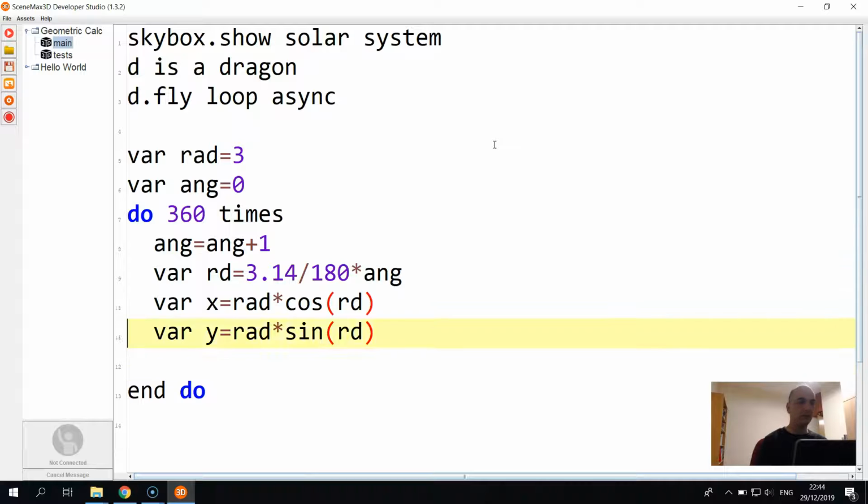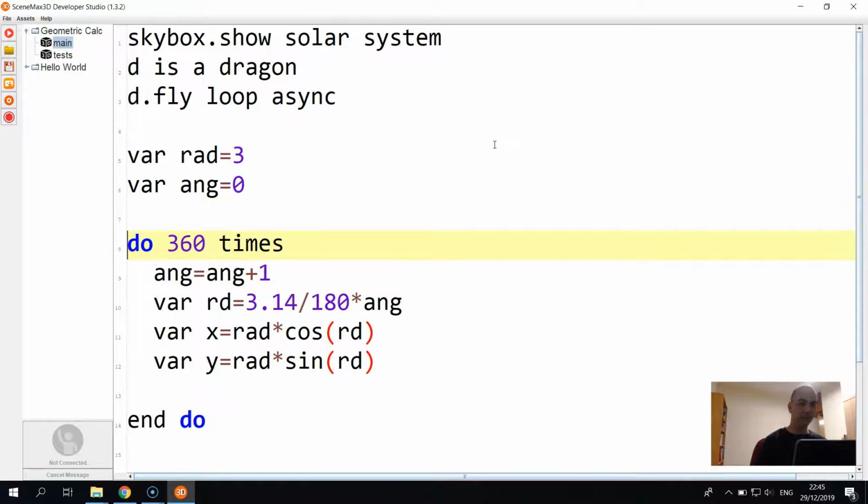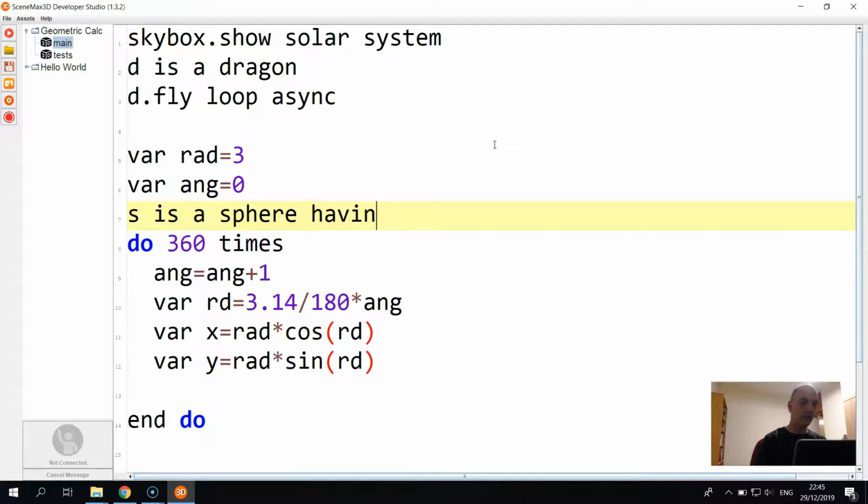I think. So just before this loop I'm going to define my sphere which is going to rotate around my dragon. So let's say S is a sphere having material equals font. Great.